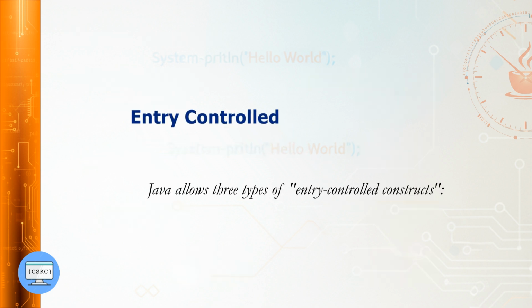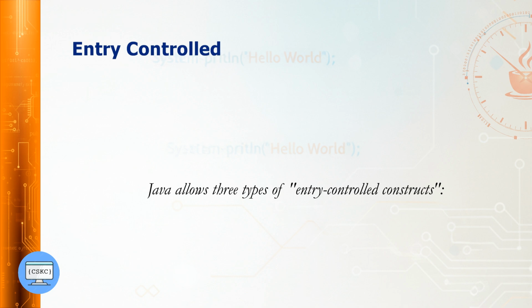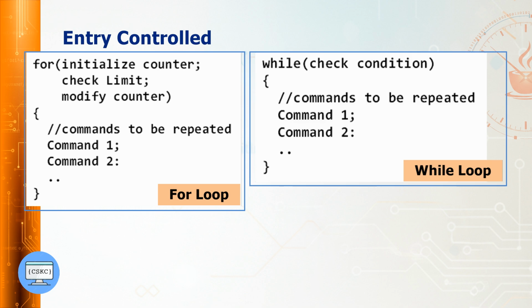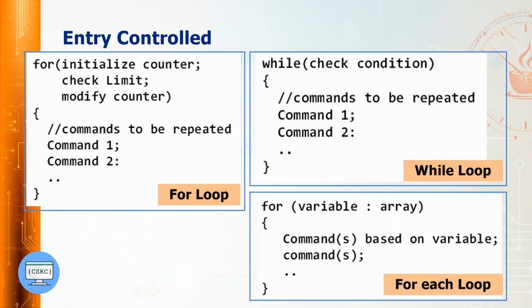Java allows three types of entry controlled constructs. The typical for loop, where looping commands are put together as a composite instruction and other action commands follow in the loop body. The while loop, where only condition check is provided at the entry of the loop. And a for each loop, where a special for condition is used to traverse completely through an array.